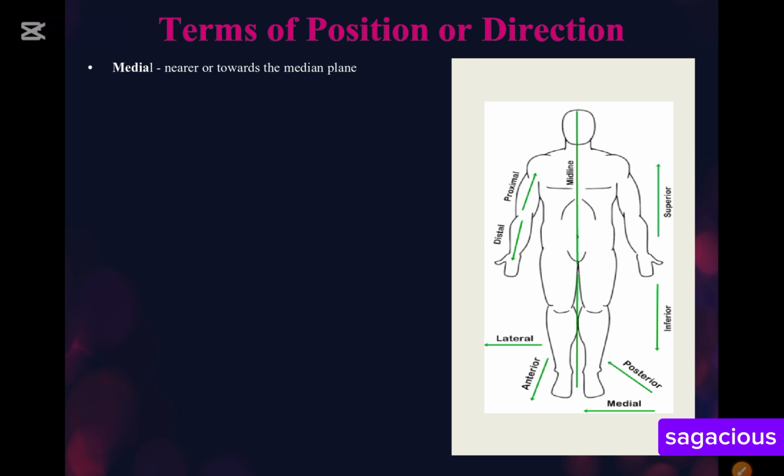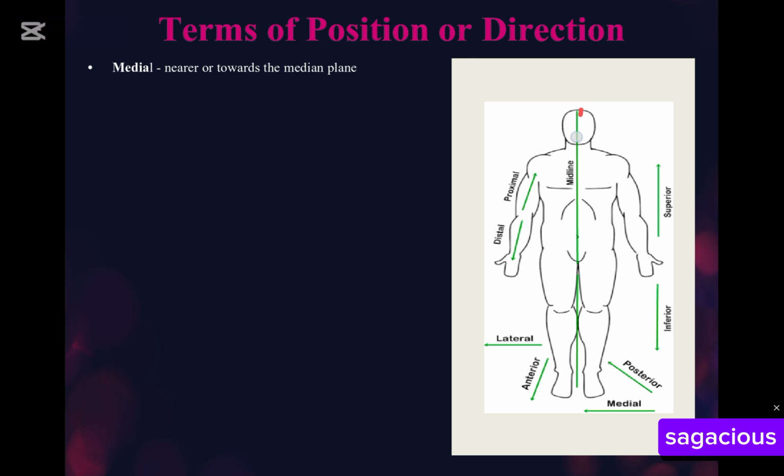Let me explain. What is the median plane? The median plane is made of imaginary lines. Have you imagined something? Just try to imagine lines that divide the body into two equal left and right parts. So the line that passes through the center and divides the body. Now look at that midline in this body.